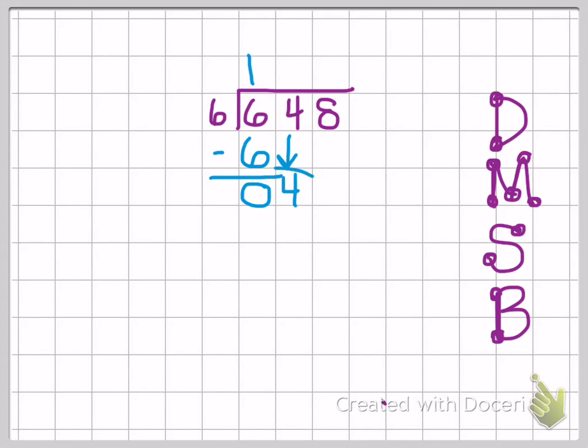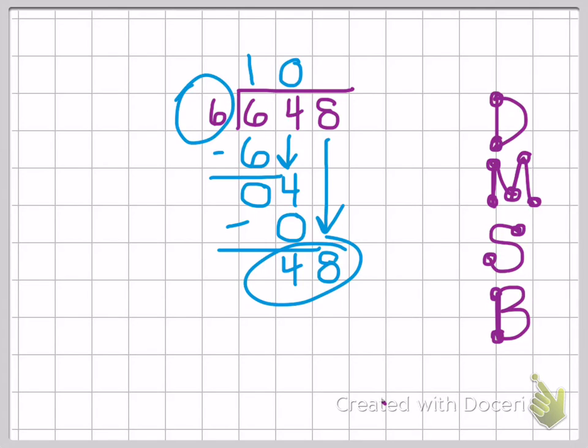So now we have 4 divided by 6. Well, there's no 6's in 4, so we have to go with a 0, and then we multiply. 0 times 6. 0 times 6 is 0. Next we subtract. 4 minus 0 is 4, and then we bring down the next digit, which is 8. Now we do 48 divided by 6, and we know from our facts that that's 8.